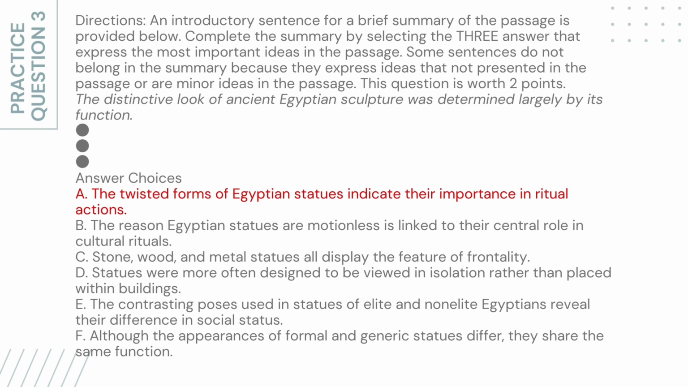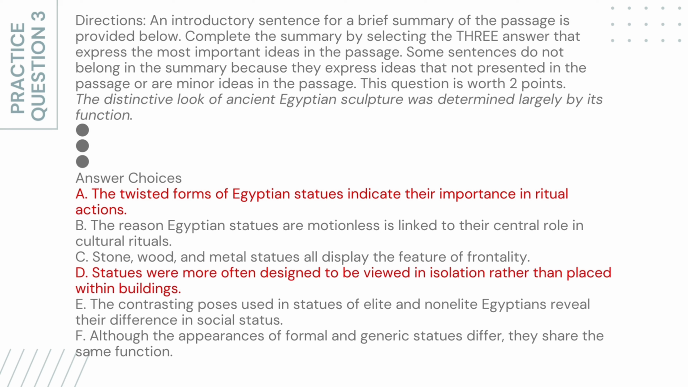We are going to eliminate choice A. This is not true according to paragraph 1 and paragraph 2. They are not twisted. They're actually stationary. Okay, what should we eliminate next?